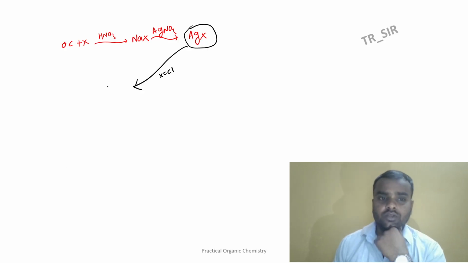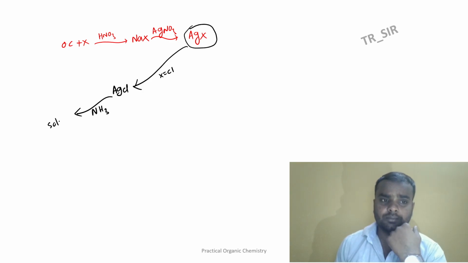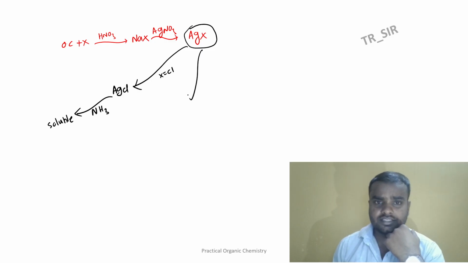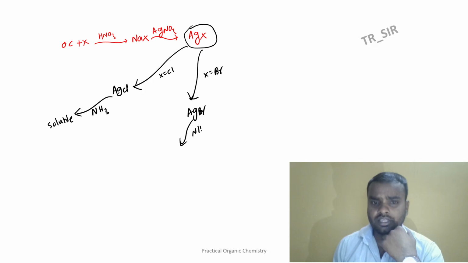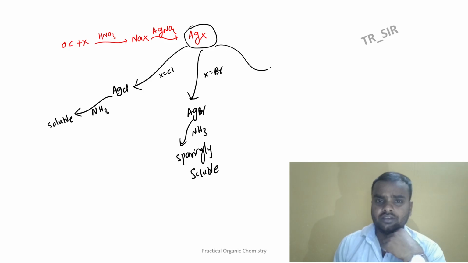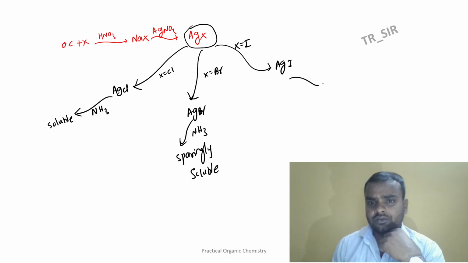Now, if X is equal to chlorine, we will get the AgCl precipitate. When you try to dissolve AgCl in aqueous NH3, a soluble complex will form. If X is equal to Br, AgBr will form. It will be sparingly soluble in aqueous ammonia, not that much soluble. When X is equal to iodine, you get AgI. When you treat with ammonia, it will be insoluble, right?